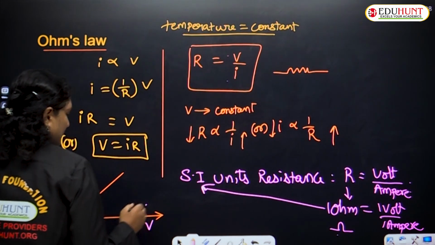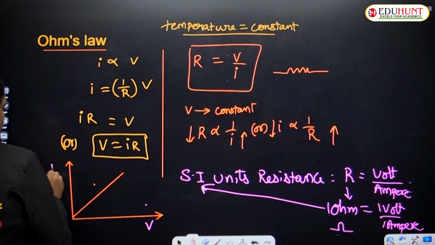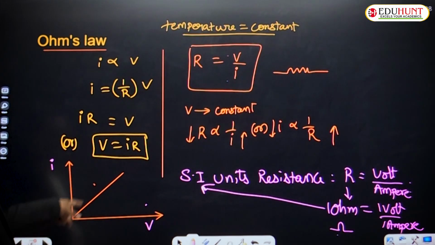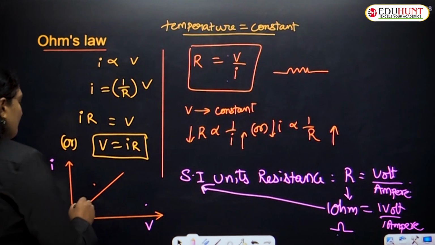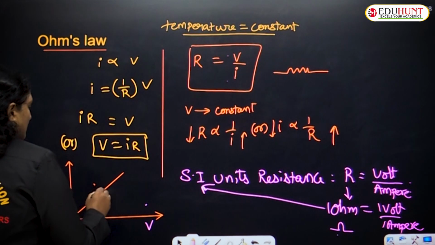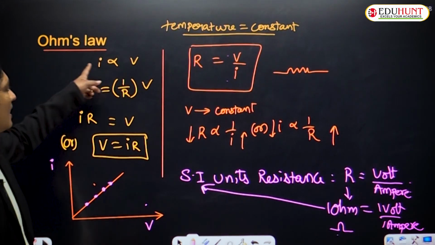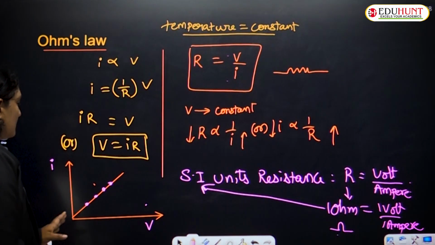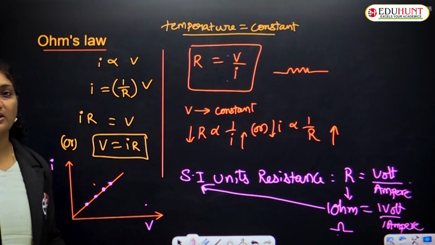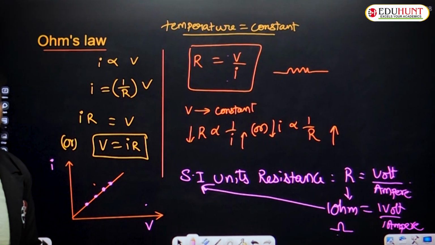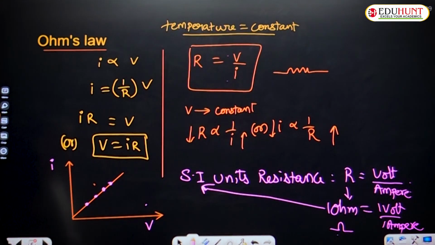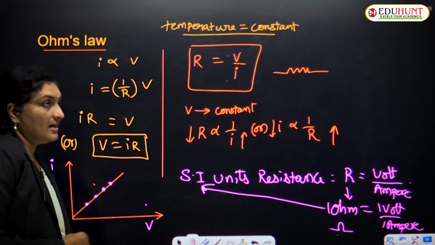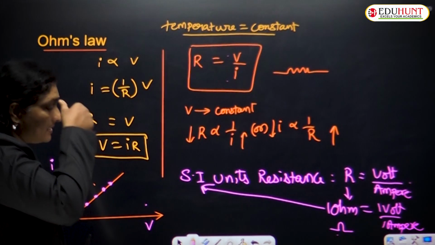So, when voltage is taken across the x-axis and current is taken on the y-axis, then the shape of the graph will be something like this. Because I and V are directly proportional to each other, as the current increases, the potential difference across the circuit also increases accordingly. Well, now let us try to understand in detail regarding the resistance.